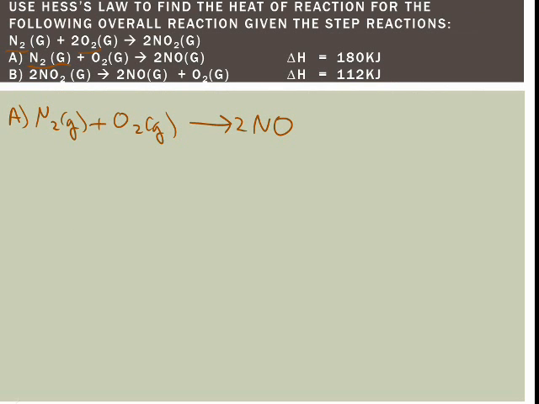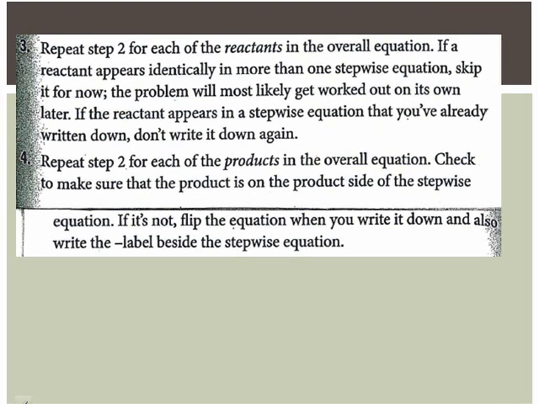Okay, so the next reactant here is O2. It's already been written down here, so we do not need to write it down again. Okay, so we can just go on to the next reactants, but there are no other reactants here. So then we go on to the products. All right, now we're going to repeat step 2 for each of the products in the overall reaction. We're going to make sure the product is on the product side of the stepwise equation. If not, we flip the equation, and when we write it down, we use the minus label.